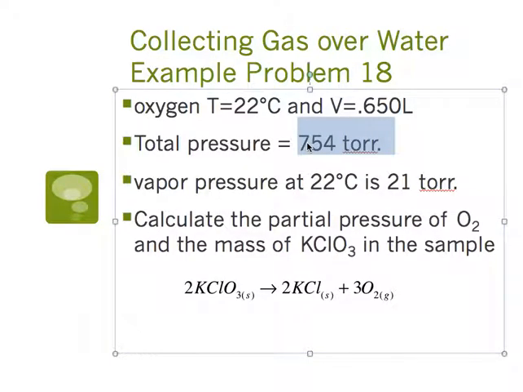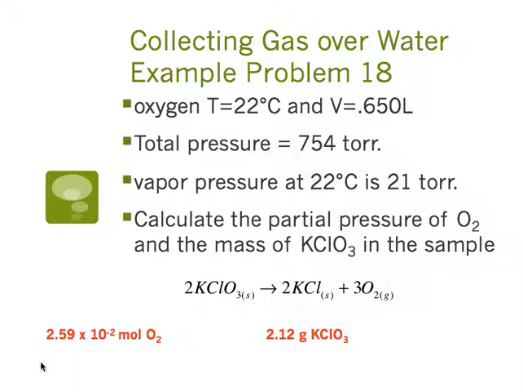Again, total pressure is 754. I'm going to subtract the 21 from it. And then once I find the moles of the oxygen, I mole ratio into the potassium chlorate and get the mass. So hopefully I would suggest that you pause this, or at least take a look at the book, make sure that you understand that process, and hopefully you get 2.59 times 10 to the negative second moles of oxygen, which would then mole ratio into the potassium chlorate and get a mass of 2.12.